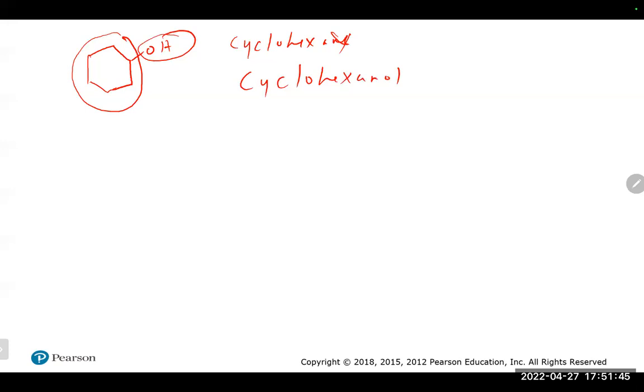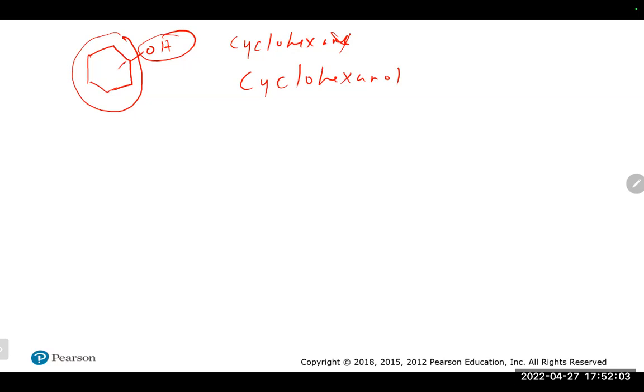Again, if there's nothing else attached there, you don't need to give the number for the OH group because it's assumed to always be carbon number 1 wherever it's at. And even though I drew it there on the top right, I could have drawn it on any of the carbons there, and it'd basically be the same thing. It's just the molecule kind of turned around.